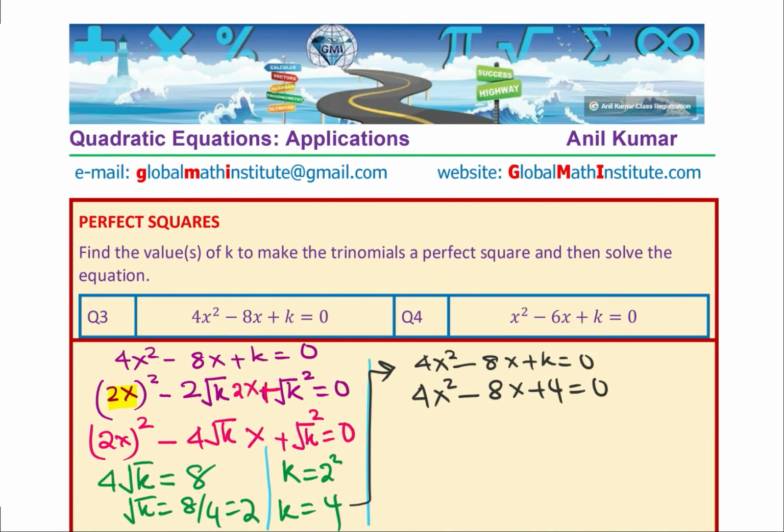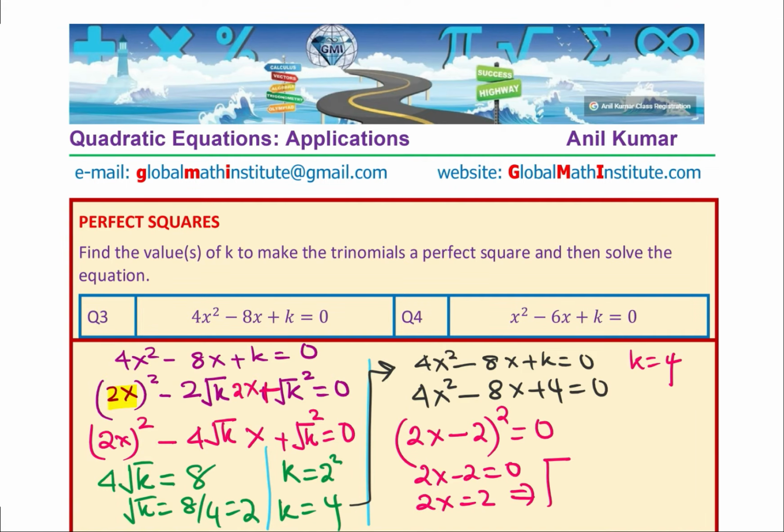So that is to say that k is equal to 4, right? And see, now you can write this as a perfect square, which is 2x minus 2, it comes from here, whole square equals 0. You get the idea? Equate this to 0. So we have 2x minus 2 equals 0, or 2x equals 2, and that gives you x equals 2 by 2, which is 1. So we have one solution, which is x equals 1, correct? So we found that the k value is 4 and x value is 1 in that case.